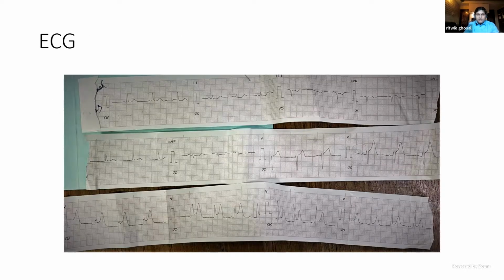So now we took the ECG, sir, in the emergency. This is the ECG of this patient where we can see that there is ST elevation from V1 to V6. There's extensive anterior myocardial infarction with reciprocal change in leads 2, 3, and aVF.